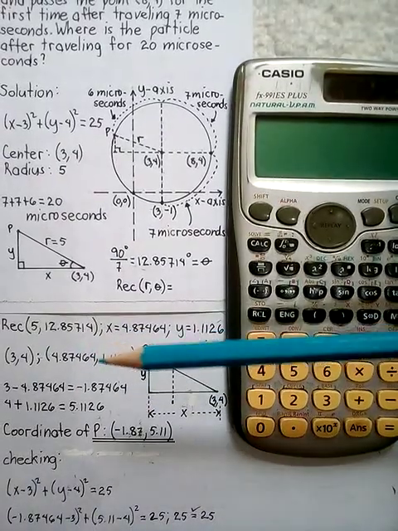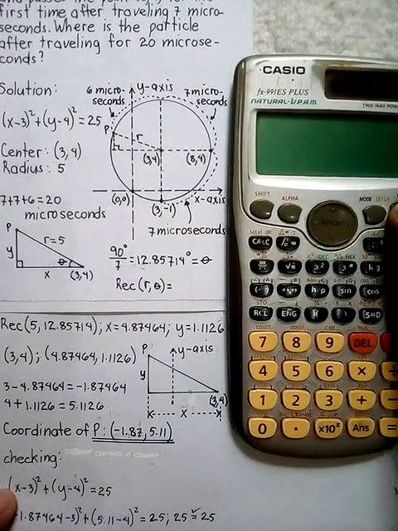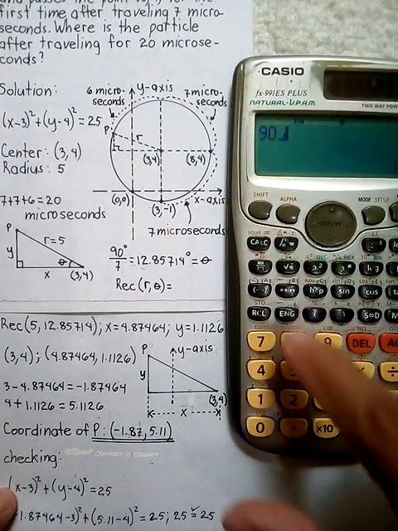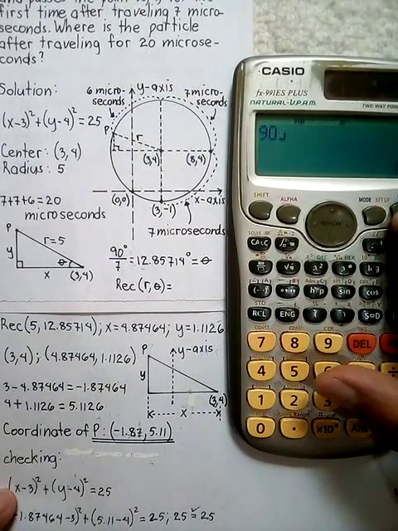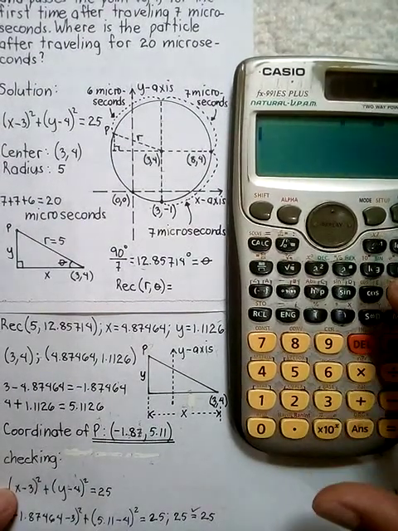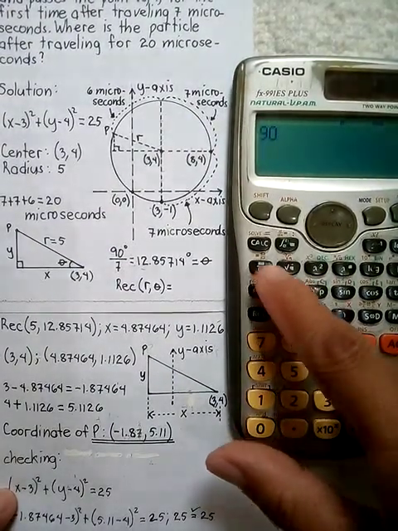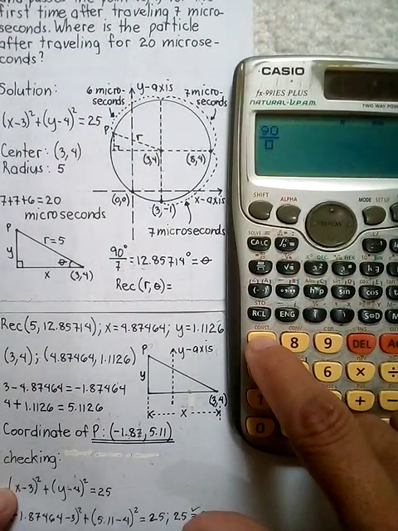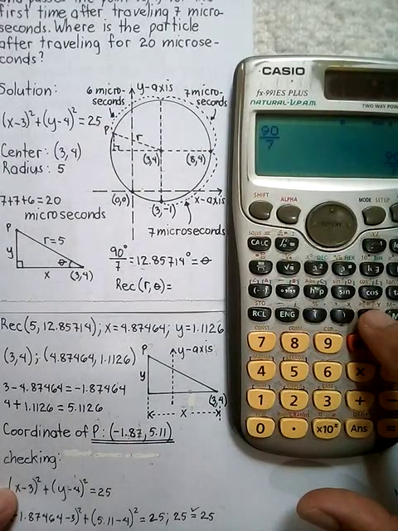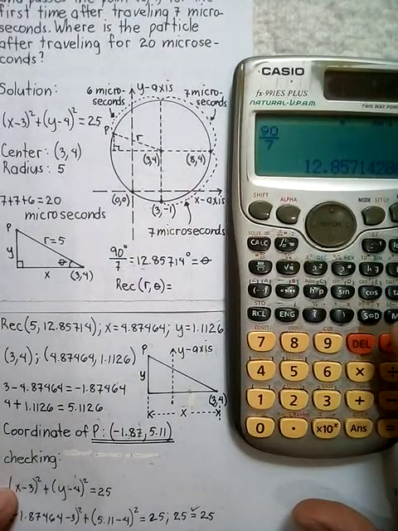Let's continue. Let us first compute the angle theta. Let us turn on our calculator. Let us press mode 1 first. Then press 90, then the fraction button, then press 7 and press the equal sign. Then press the SD button, and we will get 12 point something degrees, or 12.85714 degrees.